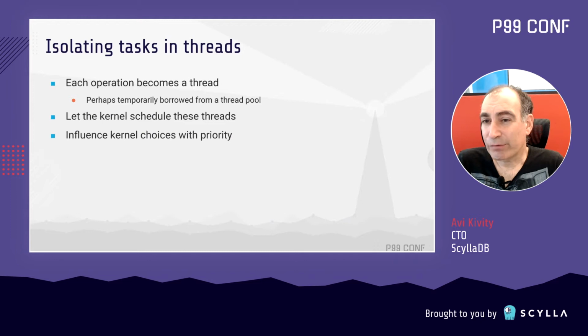So a traditional way of isolating tasks is to run each task in a thread. And people quickly found out that creating threads is slow, so they used thread pools, and each task borrowed a thread from the thread pool, used it, and then returned it to the pool, and then let the kernel schedule all of these threads. The kernel has a thread scheduler, and we can influence the way the kernel chooses which thread to run with priorities. So we might give a high priority to our latency-sensitive jobs and a low priority to our throughput-oriented jobs.